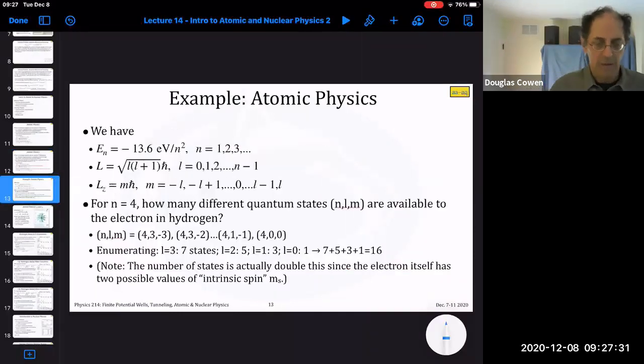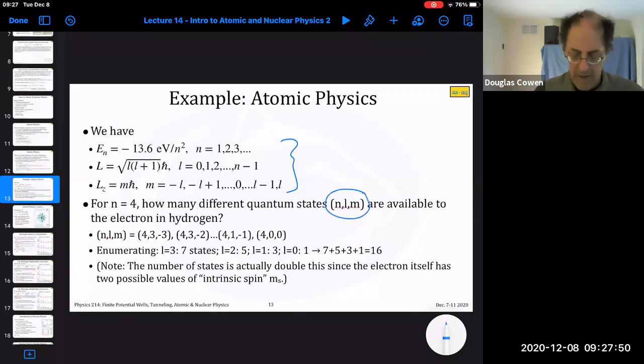So just to do a little example problem, let's summarize what we have so far. Those are the 3 quantum numbers we now have available to us. For the case where hydrogen is in the n equals 4 state, how many different quantum states, which are labeled by combinations of these 3 numbers, n, l, and m, are available to the electron? Each of these states represents a different orbit that the electron can have.